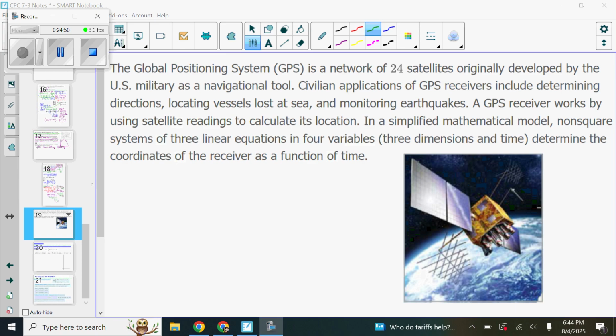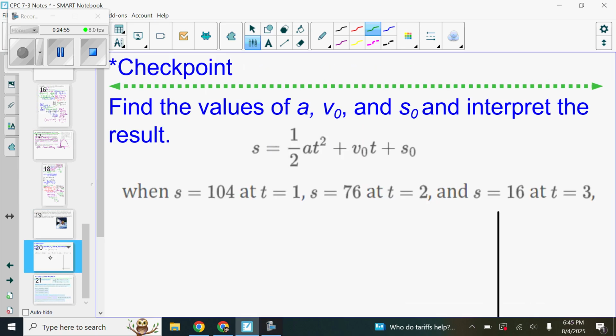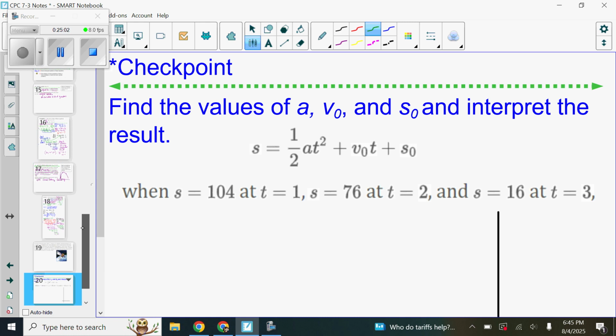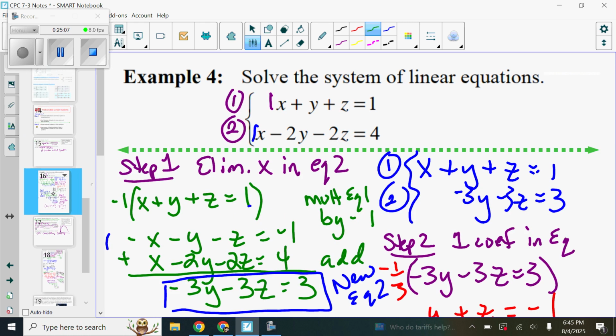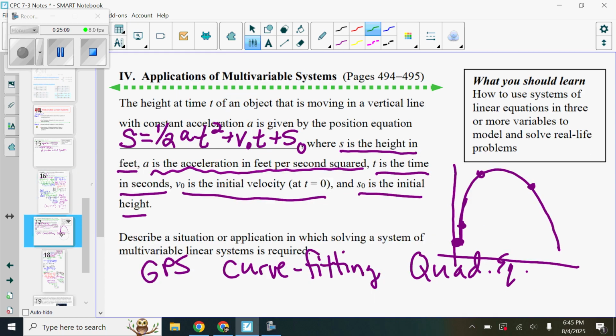And so what we really have are these three different variables. We have our distance, which is that S that we talked about before. So we're going back to those definitions of that application. So I'll go back to that list here. Where's my list for my application? Oh, pardon me, it's right down here. So the S is the height, and then A is the acceleration in feet per second squared. T is the time in seconds, and V0 is the initial velocity, and the S0 is the initial height.